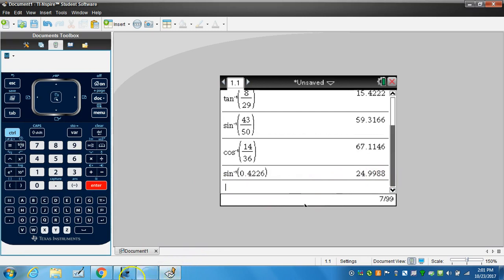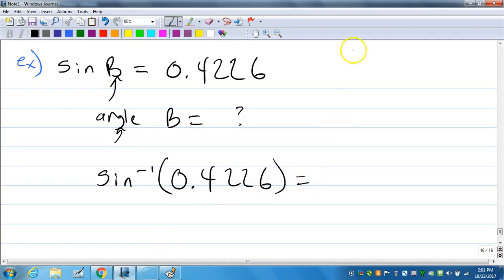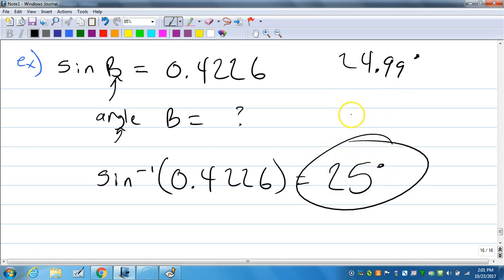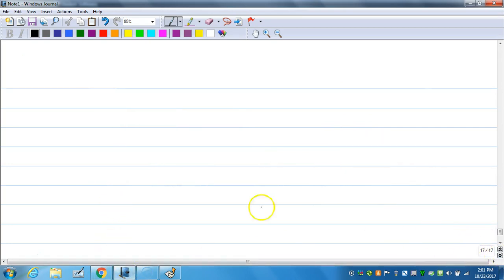24.99. I'm just going to round that to 25 degrees, alright? So this is about 25 degrees. Of course, if we got something like 24.2, then leave it 24.2, but mine I'm able to round it, alright? Do another one.